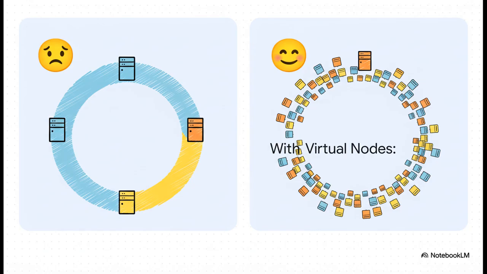On the left, without virtual nodes, you can see one server gets stuck with a huge slice of the pie. But on the right, with virtual nodes, each physical server now owns lots of little, tiny, distributed slices of that ring. It's really just the law of large numbers in action. You add enough random points, and everything just smooths out, making the load incredibly well balanced.